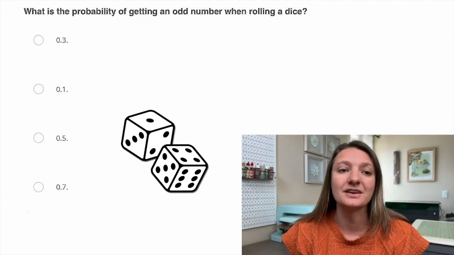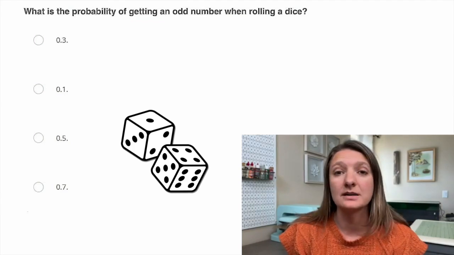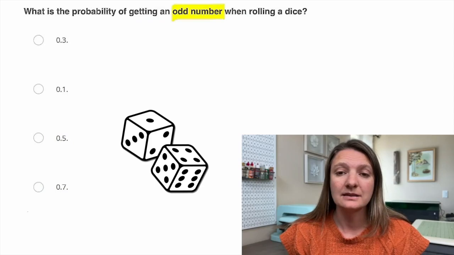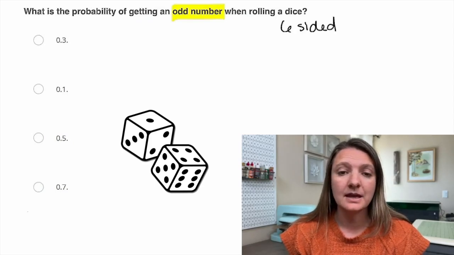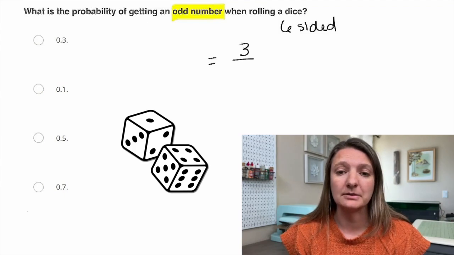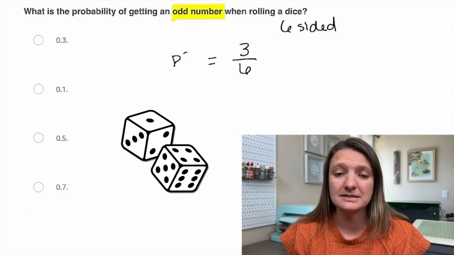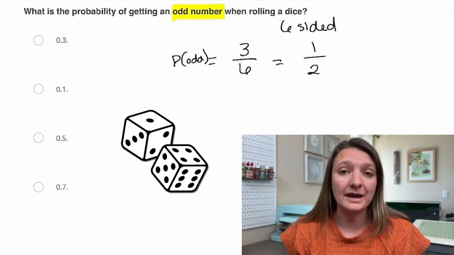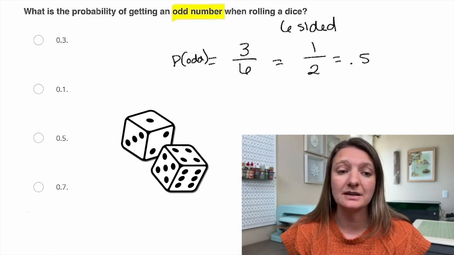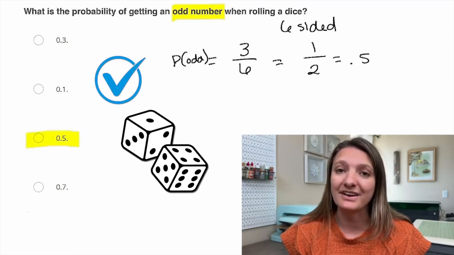Okay, question 1. What is the probability of getting an odd number when rolling a dice? So we're looking at that odd number. And let's assume that that dice is a six-sided dice, just for clarity's sake. When you're looking at the probability, there are 3 of the sides that are odd numbers. So the probability of getting an odd would be 3 out of 6, or 1/2, which also equals 0.5. So our answer is going to be C, 0.5.